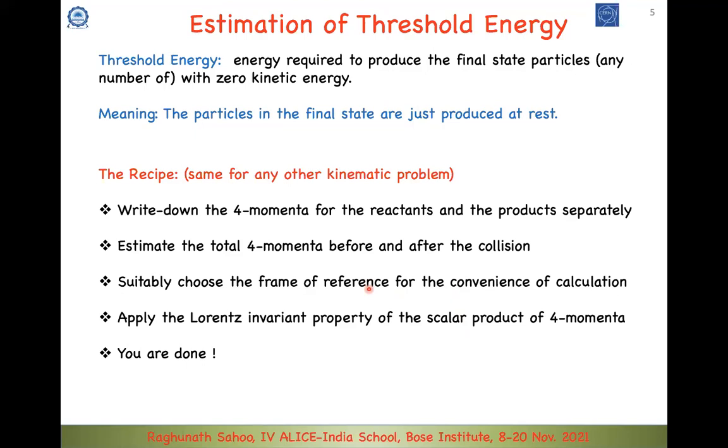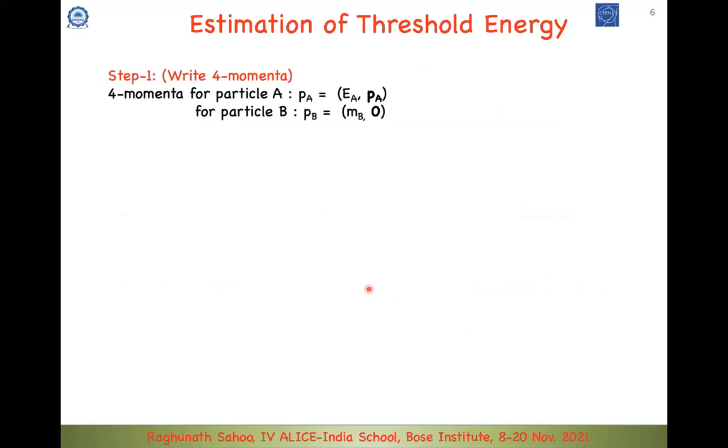So let me take an example of this. Let me now derive the general formula for estimation of threshold energy. As I told you, my first step is again to write down the 4 momenta. So the 4 momenta of particle A is E_A and P_A. You should put an arrow, but my bold is, as per some books' convention, also the spatial component of the 4 vector.